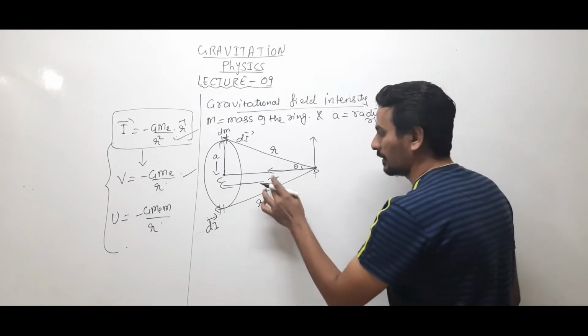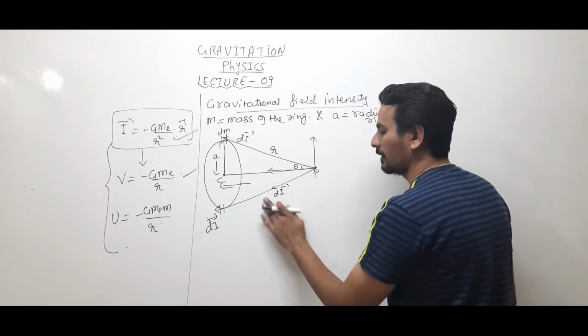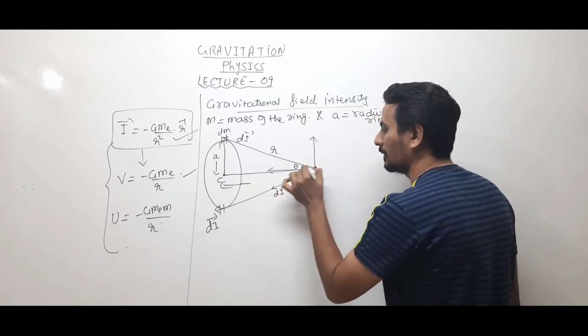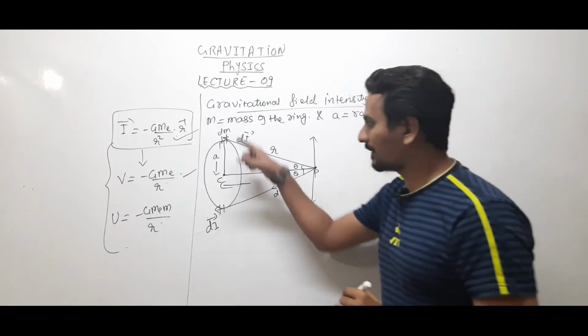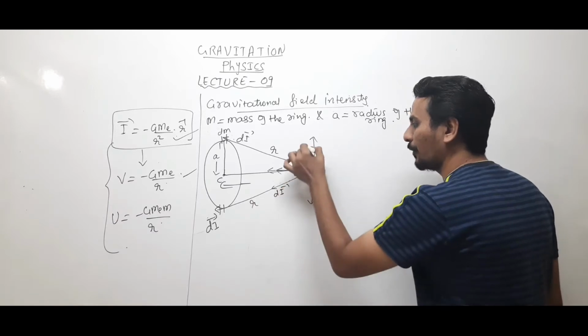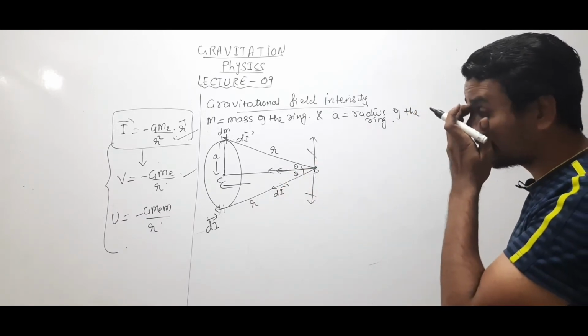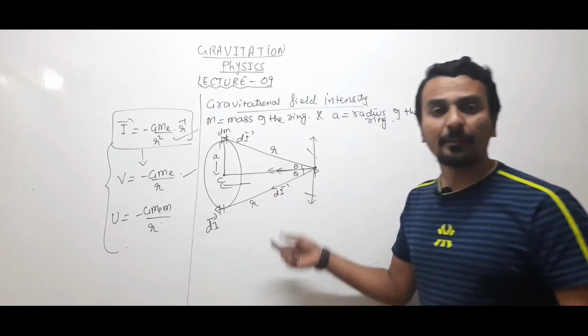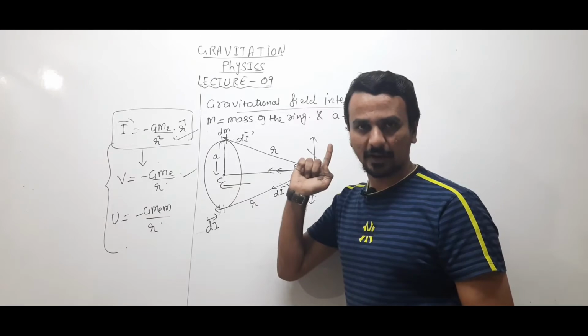Similarly, this is also dI, this is theta, so this will be cos theta and this will be sin theta. Both the masses are dm and both the distances are r, so the sin components will get cancelled. Clear? So the gravitational intensity because of the ring will be only because of the cos component and will be directed towards the center of the ring.